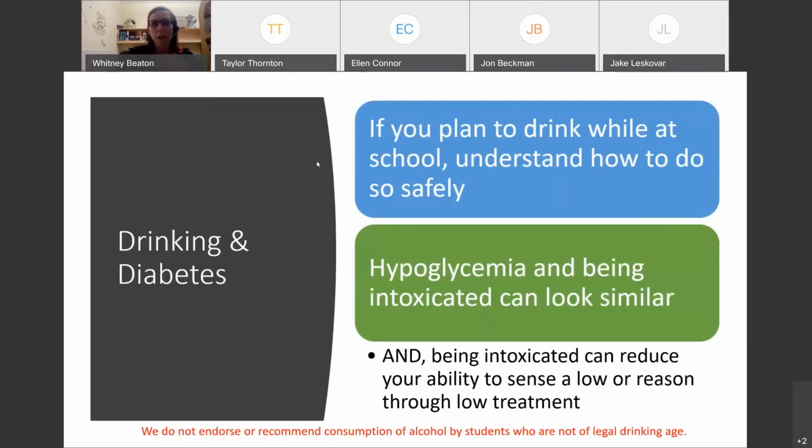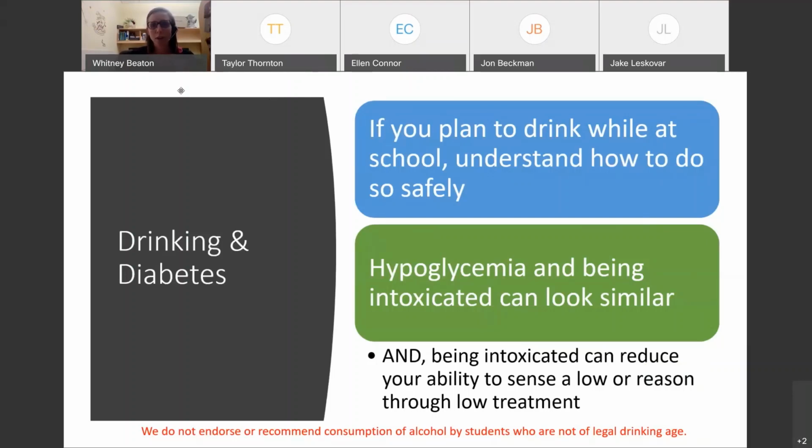Cassie already touched a little bit on drinking and diabetes, and like she said, we in no way are condoning the consumption of alcohol by people who are underage, but we do know that there are opportunities that present themselves at college, so if you choose to drink, you need to understand how to do so safely.